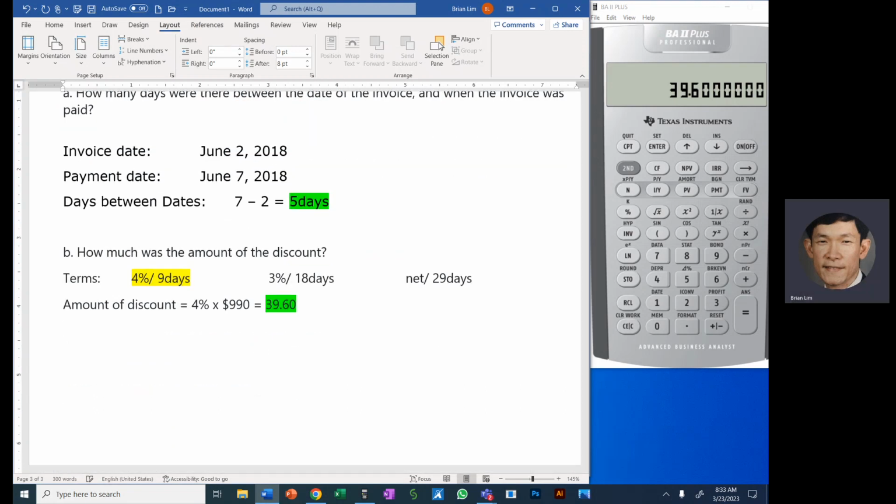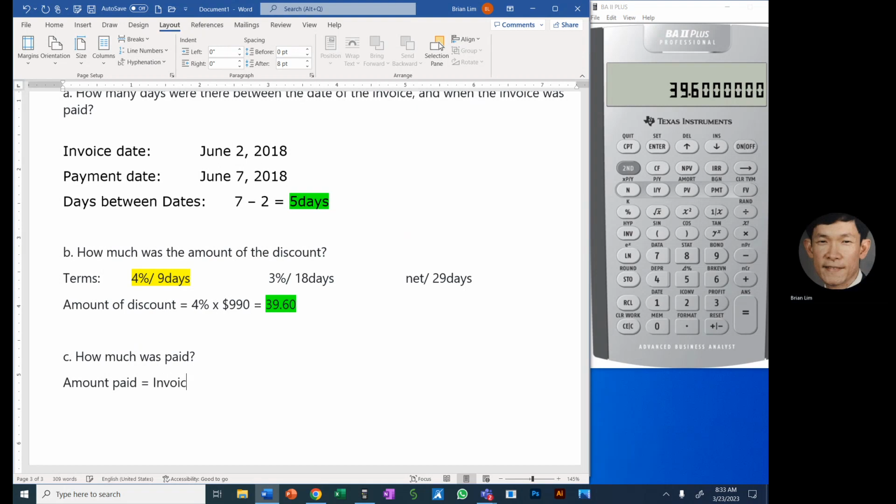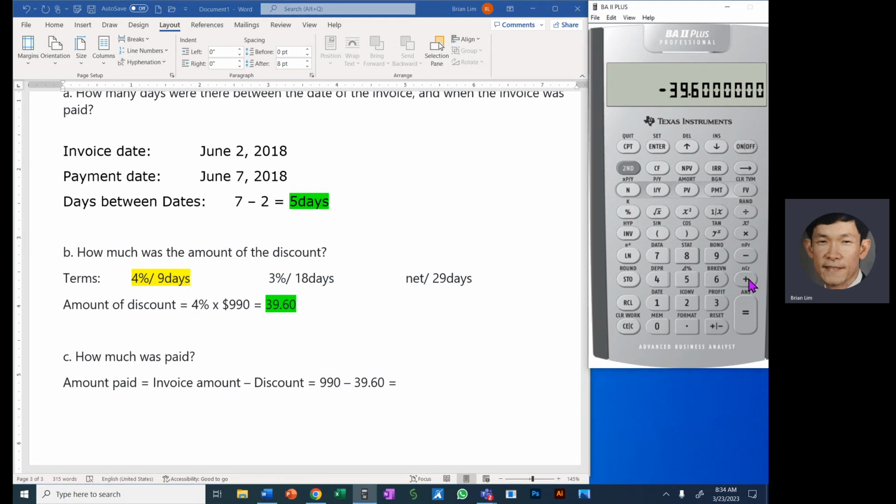All right, so let's go down here. We paste that in there. So the amount paid would be equal to what? The invoice amount, which is 990. So the invoice amount minus the discount. All right, and that is equal to 990 minus 39.60, which is equal to, so 39.60, like I said, you can make it negative and then add 990.